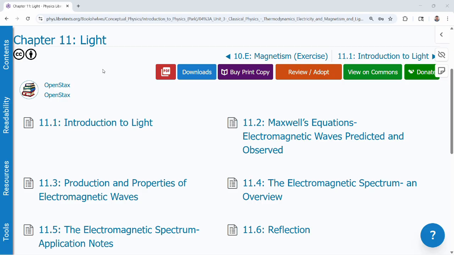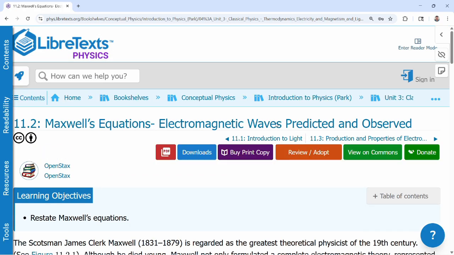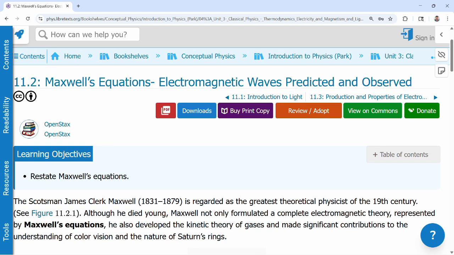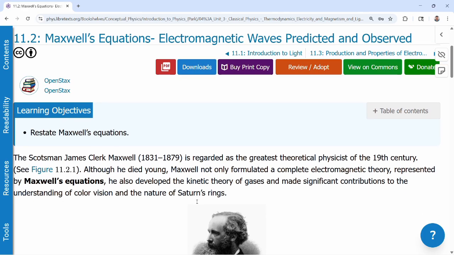So in this lecture, I want to talk about light as an electromagnetic wave and talk about some of the properties of electromagnetic waves. So the usual starting place for introducing light as electromagnetic waves is what we call Maxwell's equations. And this is a topic that is a little bit challenging to cover in conceptual physics because it's a very mathematical law. That's why it's called Maxwell's equations.